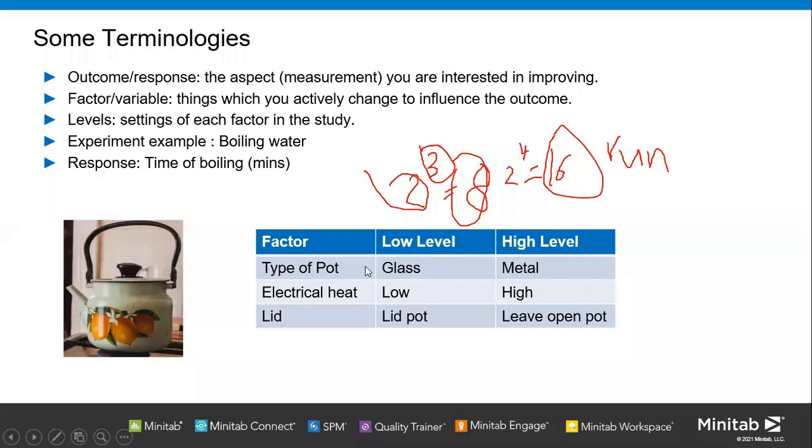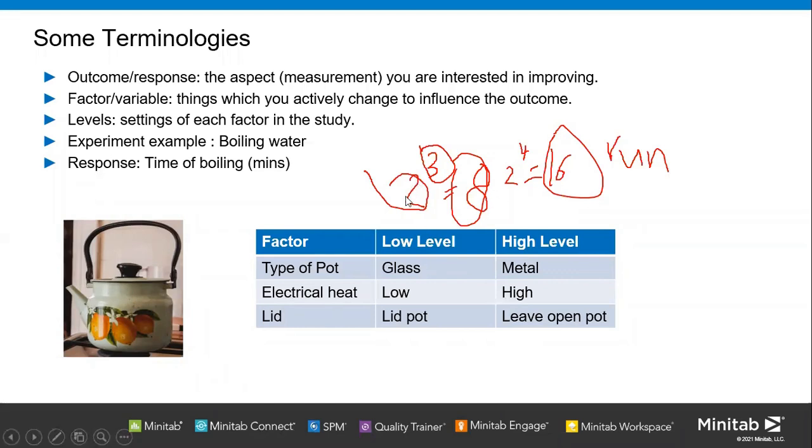Second experiment, we want the type of pot is a glass, but the electrical heat now is high, and then for the lead is a leaf open pot. That will be our second experimental run.